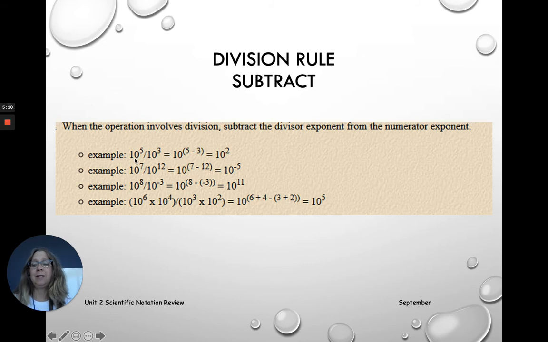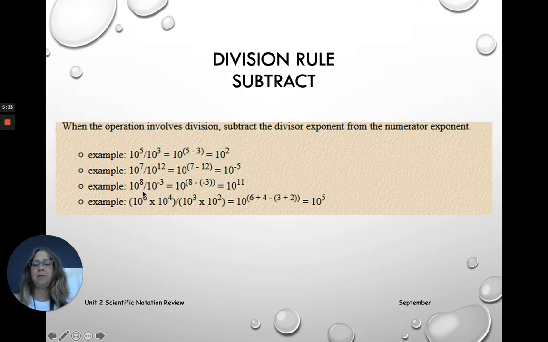So if it is 10 to the 5th, and again, it's written with a slash, that means divide. So 10 to the 5th divided by 10 to the 3rd, with division, you just do a subtraction. So it would be 10 to the 5 minus 3, which will be 10 to the 2nd. 10 to the 7th divided by 10 to the 12th will be 10 to the 7 minus 12, which is 10 to the negative 5th.